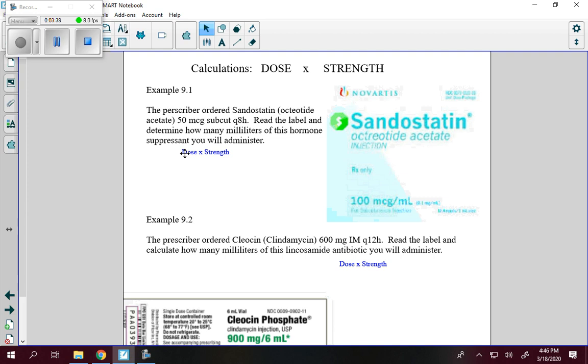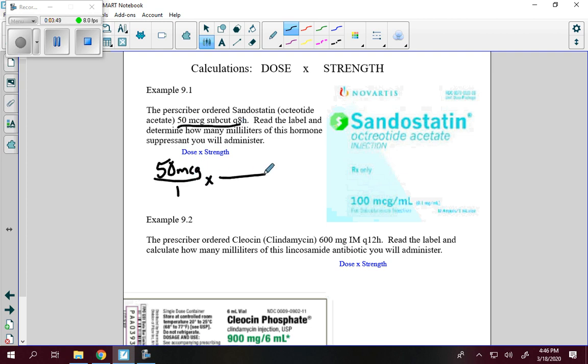The second thing I would look at is the dose times the strength. So the dose of this medication that you're going to give is 50 micrograms. And I need to know how much to administer, so I'm going to put micrograms down here. Look for the strength, and the strength is 100 micrograms per milliliter. So then I can tell now that my dose to administer would be 0.5 milliliters. 0.5 milliliters.